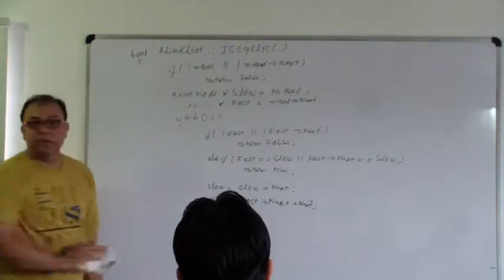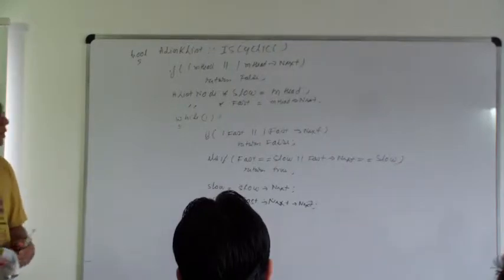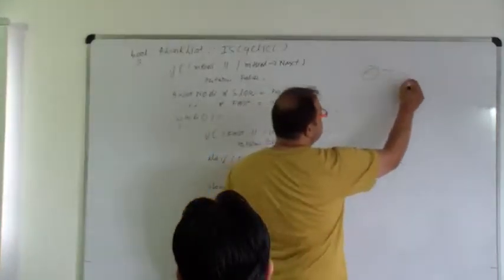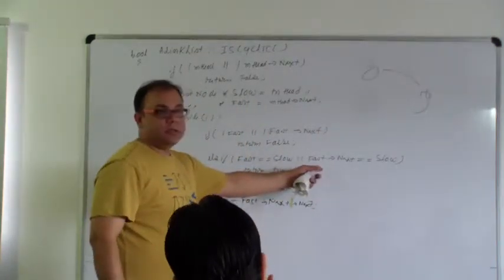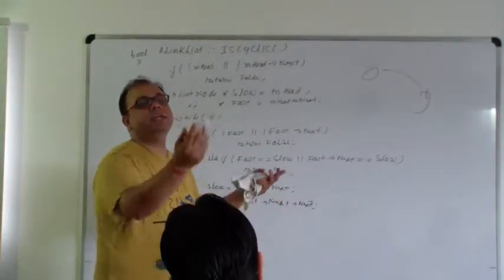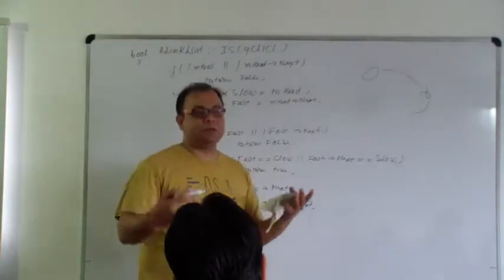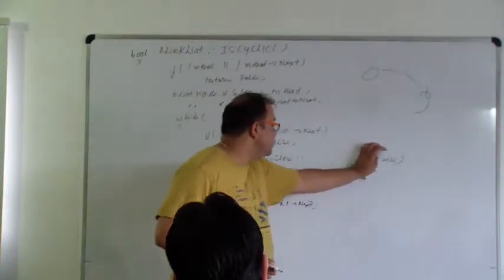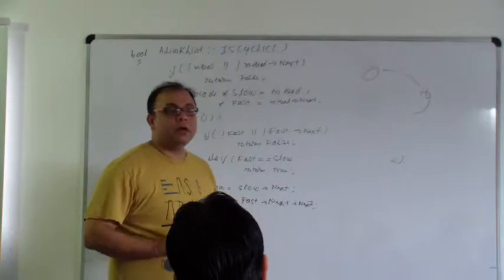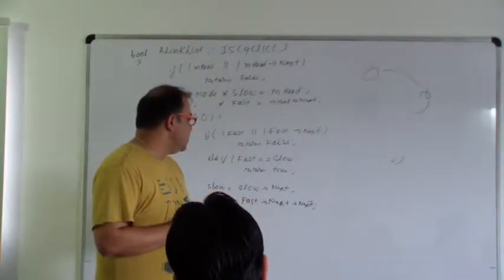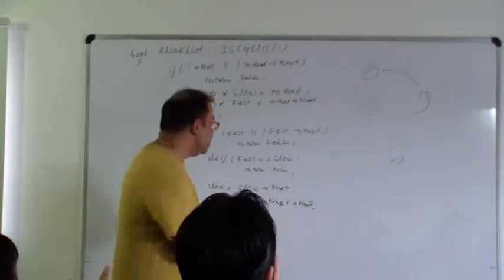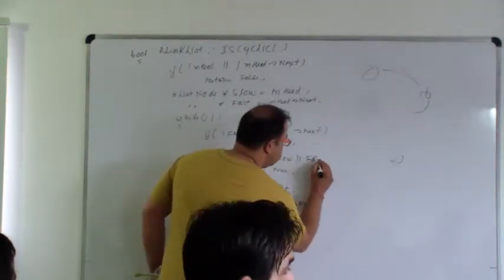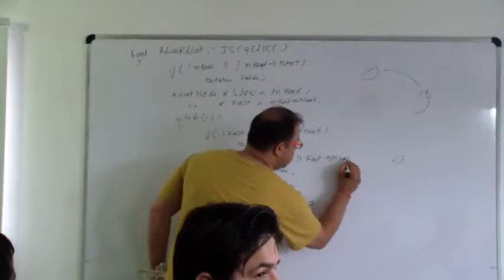What is the purpose of this fast arrow next equal to slow? The next iteration will meet, because fast moves twice. It's just to speed up the process. In this case we are returning true, because that's cyclic.